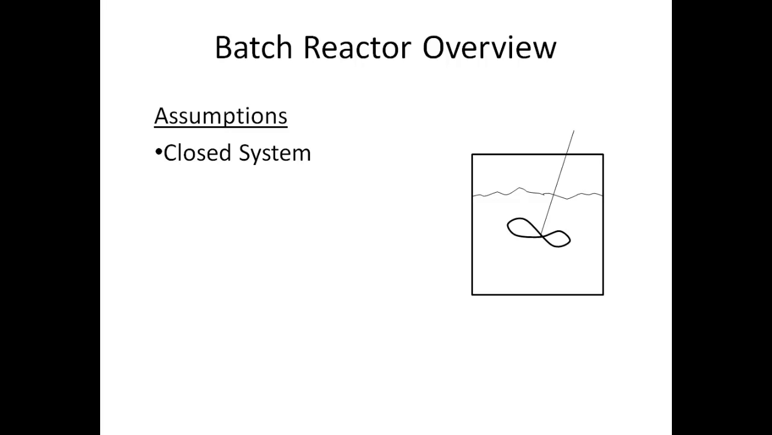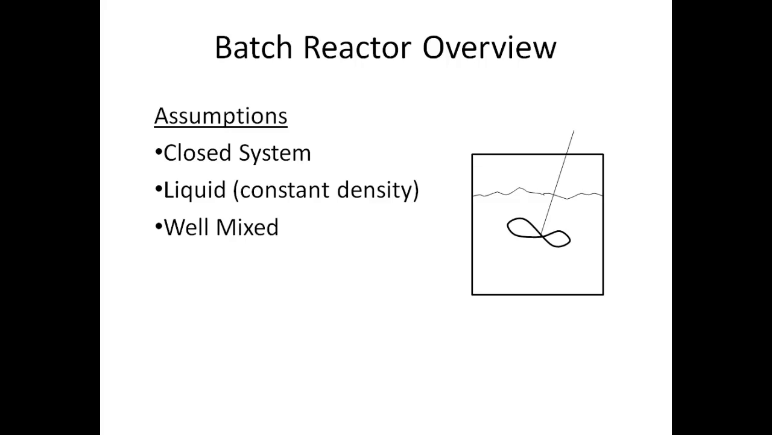Assumptions that are commonly made for a batch reactor is that it is contained in a closed system. Most often, batch reactors are used for liquids, and we also assume that the reactor is well mixed and therefore concentration and temperature do not vary throughout the tank.